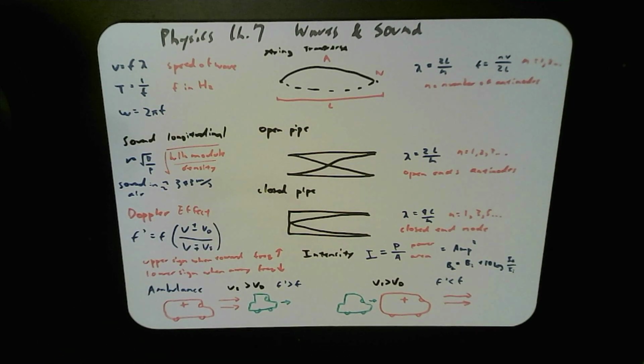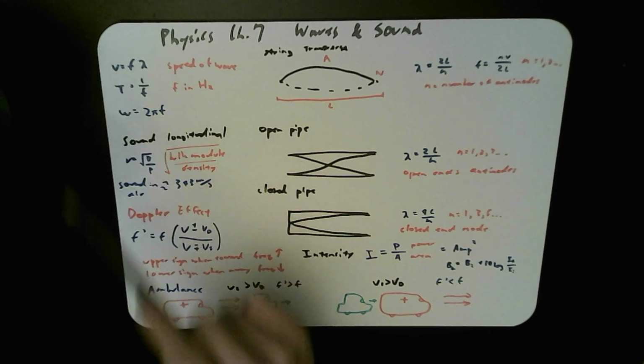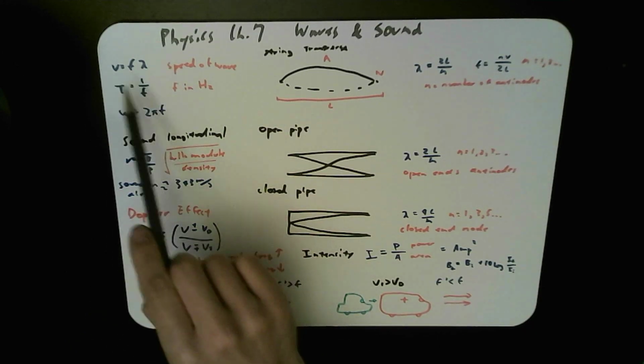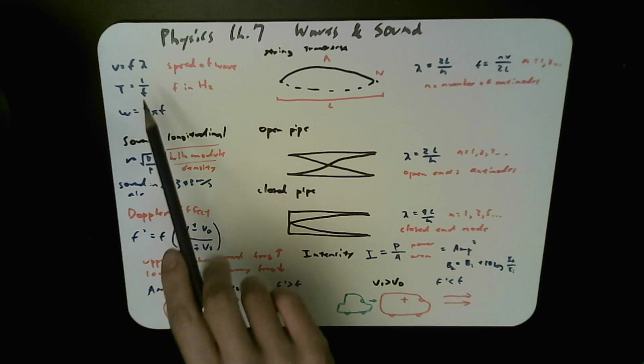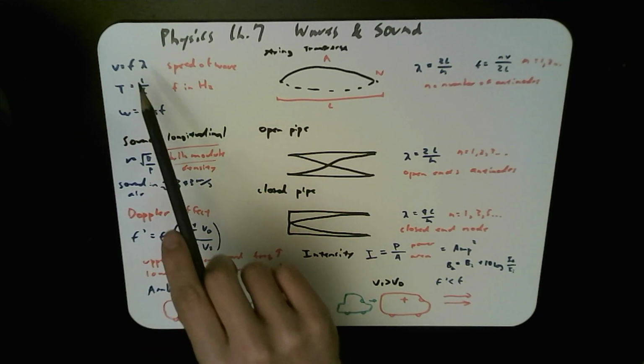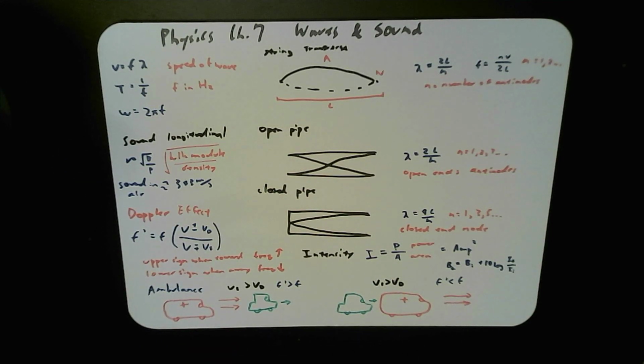v equals frequency times wavelength. You might see this in a different form with the speed of light, c, instead, but this is the generic form: speed of wave equals the frequency times the wavelength. And the reciprocal of frequency is the period, T. So that is just the time, and that can be expressed as 1 over f.